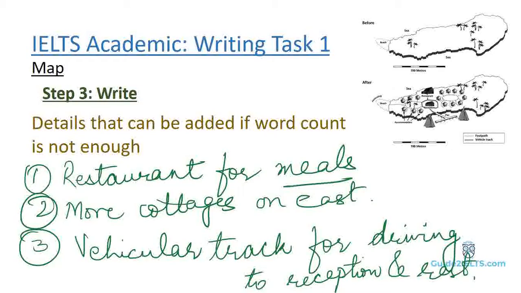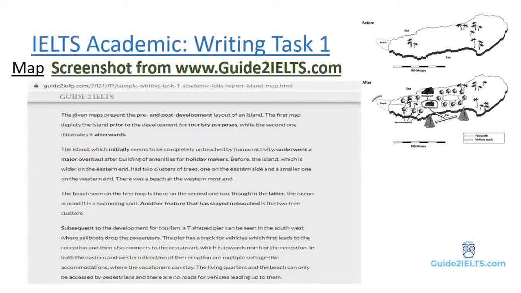But what we have written is already at 219 words, and we have covered all the main features, so these can be left out. This is a screenshot of this writing from our website, guide2ielts.com. The link to these writings on the website is in the description of this video. On to the vocabulary now.